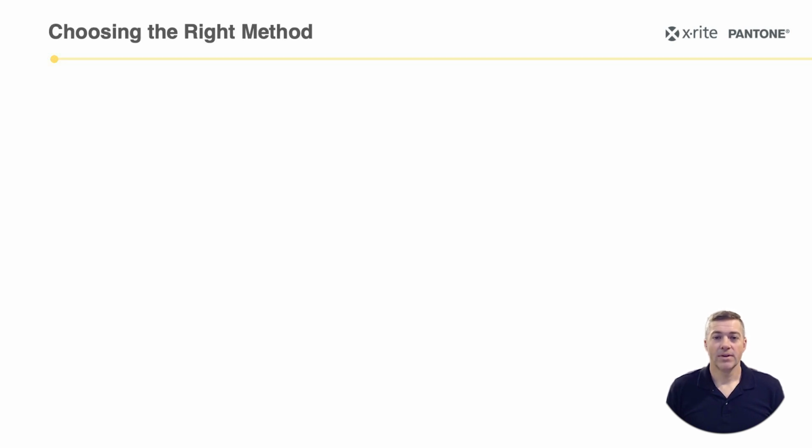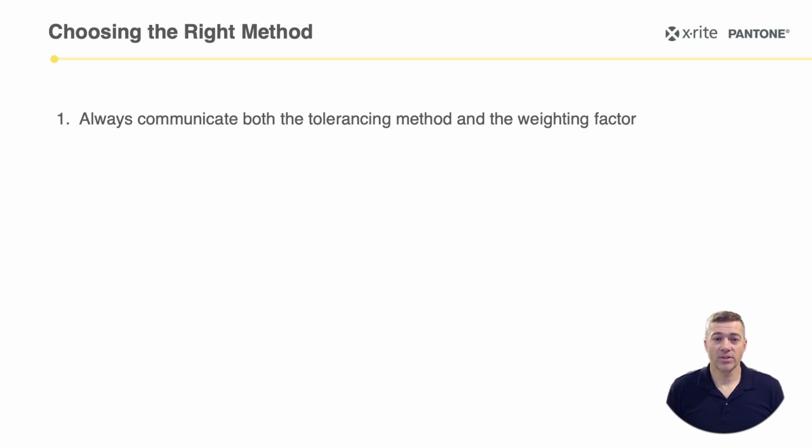With so many tolerancing methods available, choosing the right one depends on your specific application and ensuring clear communication. Here's what it boils down to. First, always communicate. Clearly document and share both the tolerancing method and the weighting factor with all parties involved. If these aren't aligned, there can be discrepancies in pass-fail decisions between printers and print buyers.